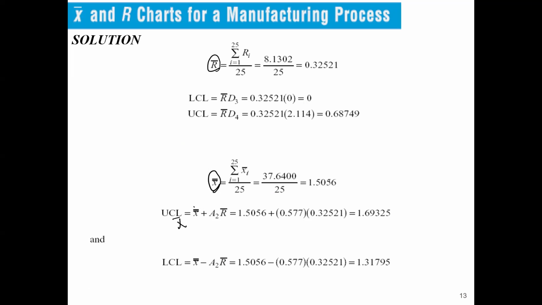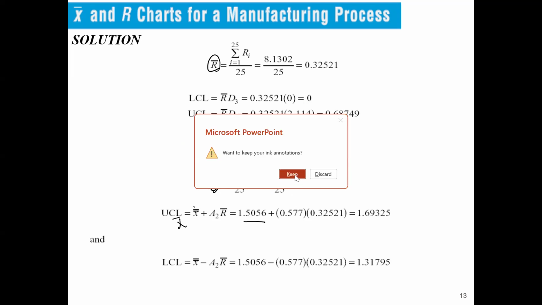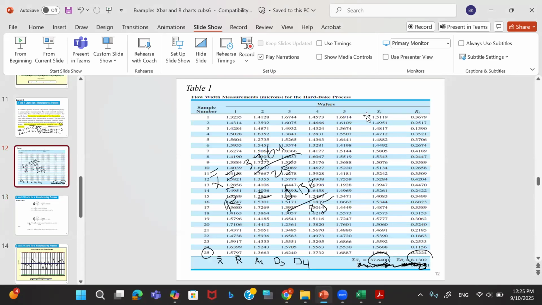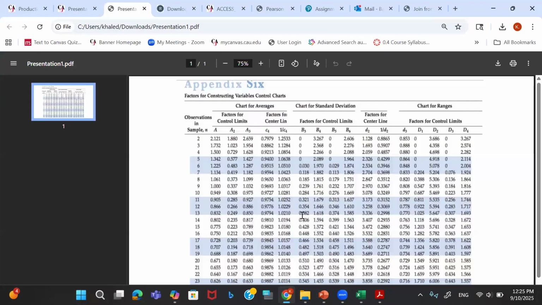I already got it, 1.5. I need A2, based on the sample size. We said for this example, the sample size, how much? I go back. The sample size: 1, 2, 3, 4, 5. So I go back to the table and find the A2 value related to this, which is 0.577.